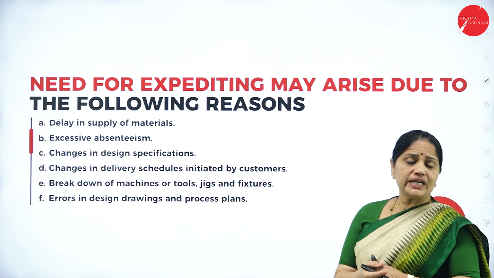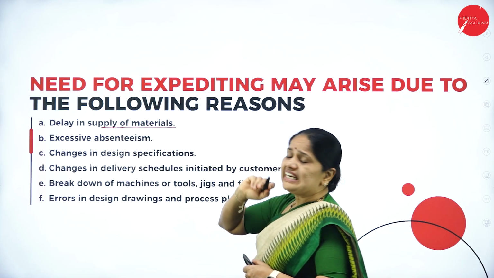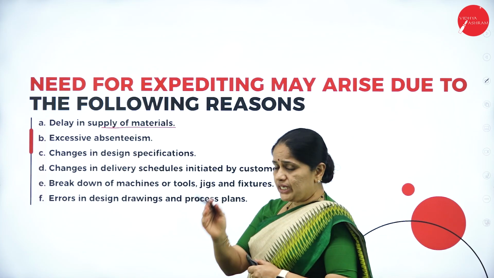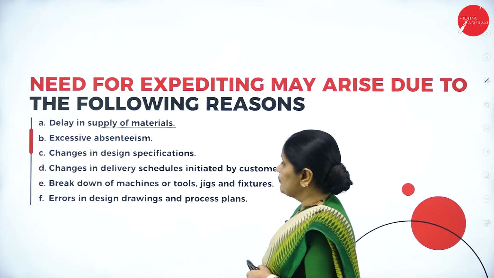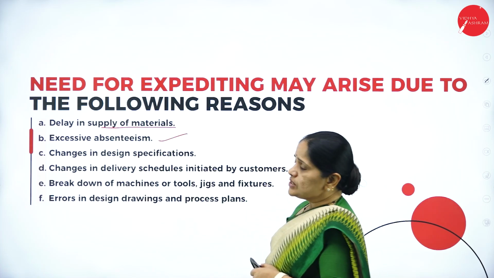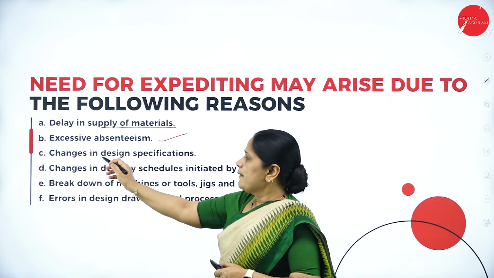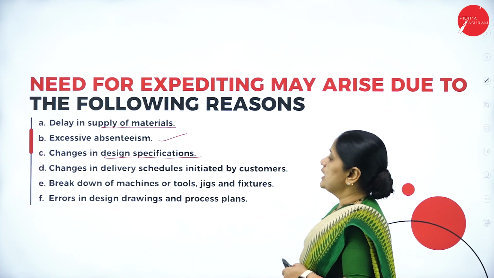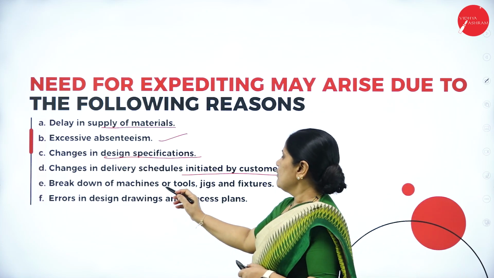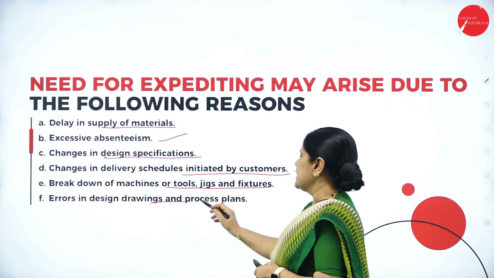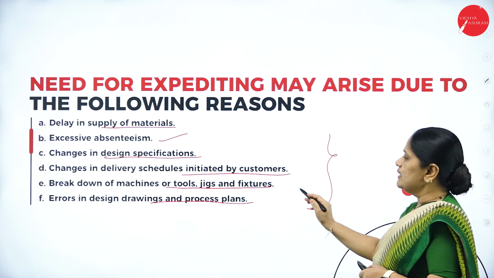Then why do we have a need for expediting or the follow-up? So the first one is to avoid delay in the supply of materials. So we need to see that everything goes as per the plan. So precision has to be followed. Excessive absenteeism. So in order to avoid all this, we need to have expediting process. Then changes in design specification, changes in delivery schedules initiated by customers, breakdown of machines or tools, errors in design drawings and the process plans. So for all this, we need expediting process.